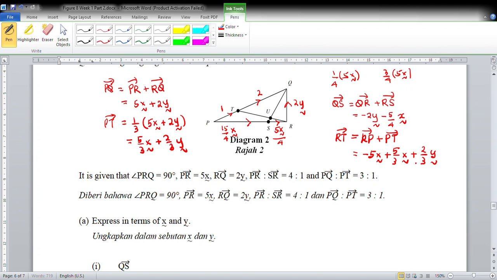Okay, so simplify and then we get our RT is negative 10 over 3x plus 2 over 3y. So that's your part A. Okay, so we are going to use this in part B. So in part B, let's look at part B.